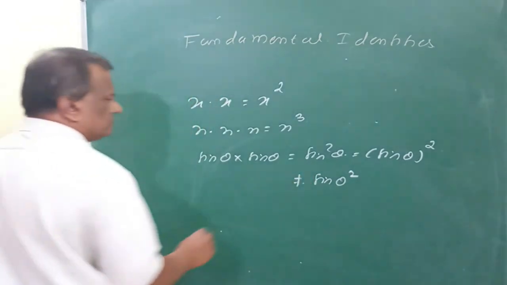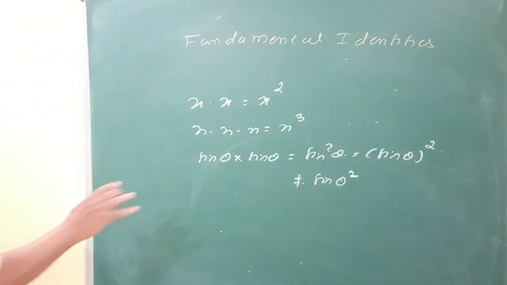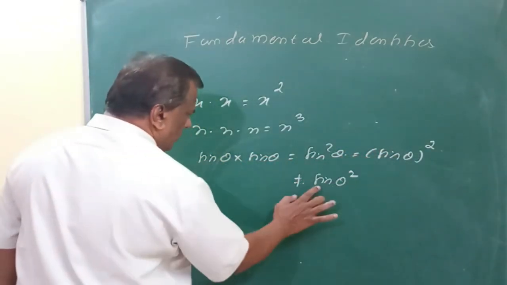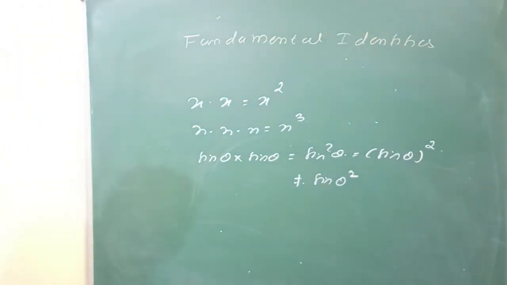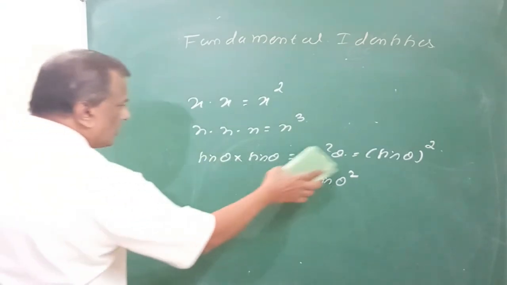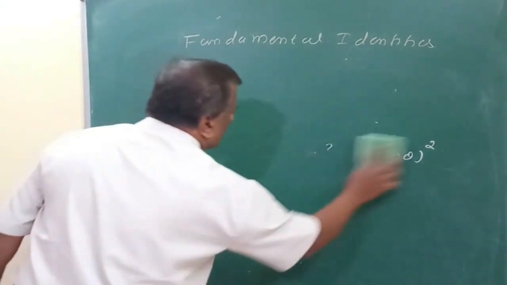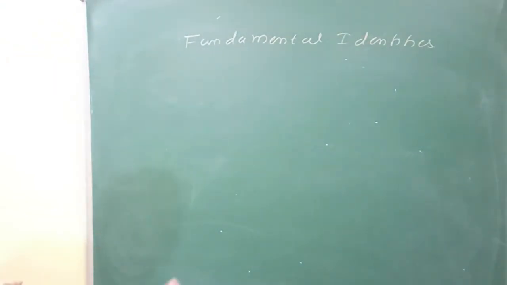This is okay, not this. This is sine theta square, sine of the angle theta square. That has got meaning, but not sine square theta. All right. So here, what are the fundamental identities?